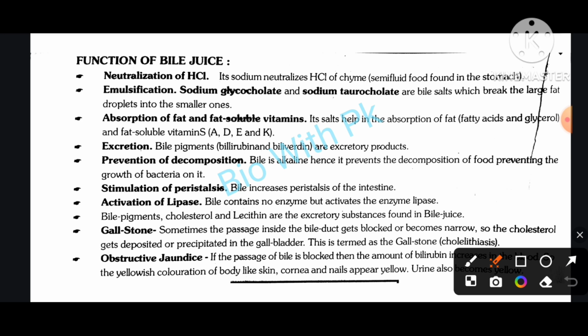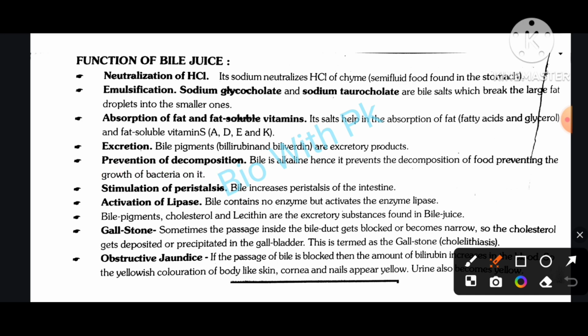Function of bile juice. Neutralization of HCl. Its sodium neutralizes HCl of chyme, the semi-fluid food found in the stomach. Emulsification. Sodium glycolate and sodium taurocolate are bile salts which break the large fat droplets into smaller ones. Absorption of fat and fat-soluble vitamins. Its salts help in the absorption of fatty acid and glycerol and fat-soluble vitamins A, D, E, and K. Excretion. Bile pigments, bilirubin and biliverdin, are excretory products.